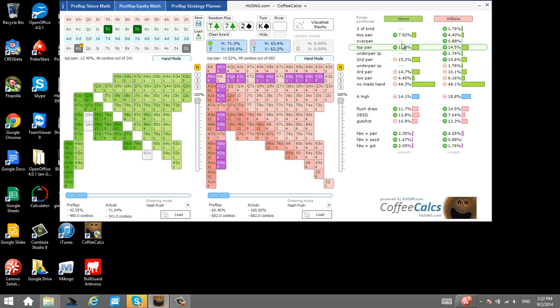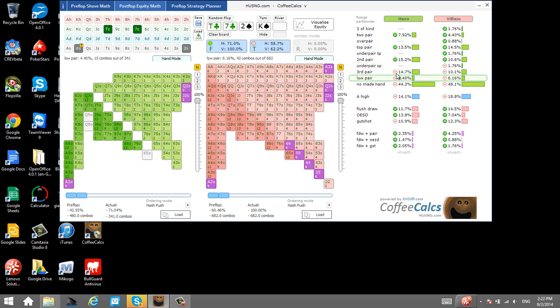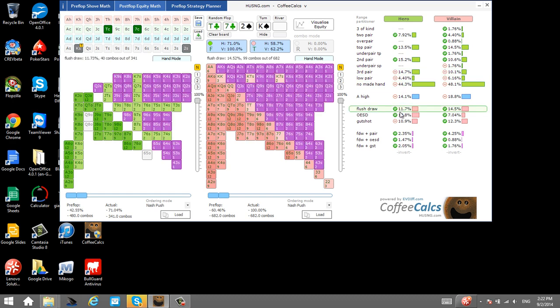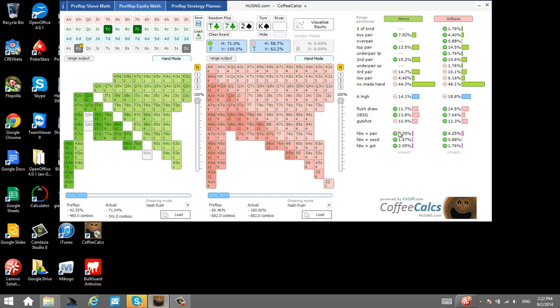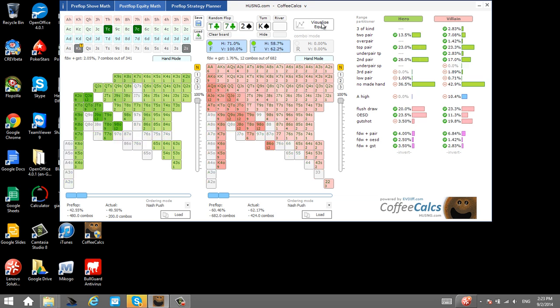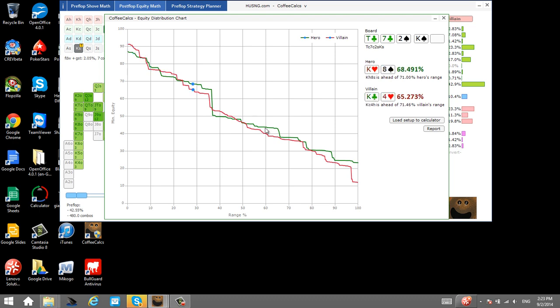And then we can, again, have hero continue. So let's have him continue with second pair, flush draws, open-enders. That's a pretty good range. Combo draws, of course. And so we'd be continuing with 58% of hands. We can click the green button. Again, visualize equity. See again how things stack up once we have a c-betting and a calling range.